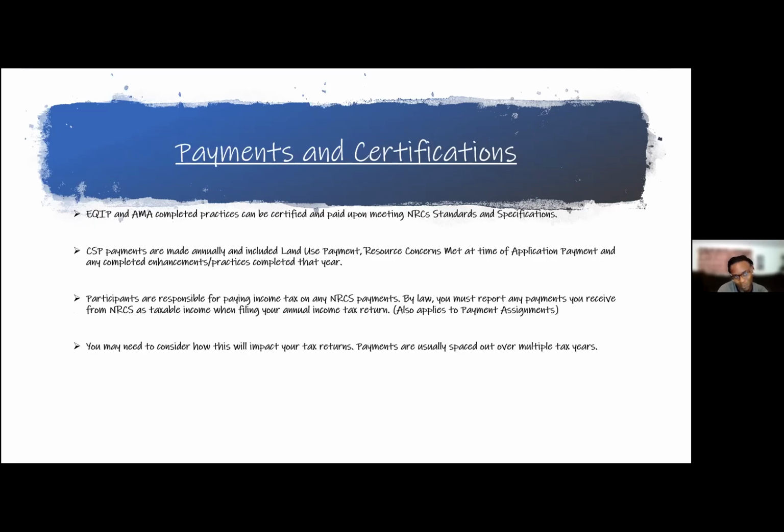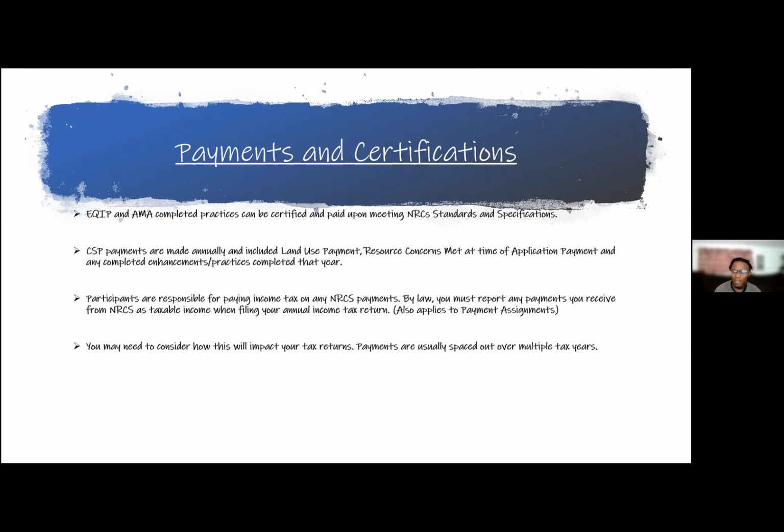So we're going to go on to speaking about payments and certifications. So with EQIP and AMA, completed practices can be certified and paid upon meeting NRCS standards and specifications. So let's say your contract was obligated at the beginning of August and you complete your practice in November of that same year, we can go out, plan a site visit, certify that practice, make sure it meets standards and specifications, and start the payment process for those EQIP and AMA programs.